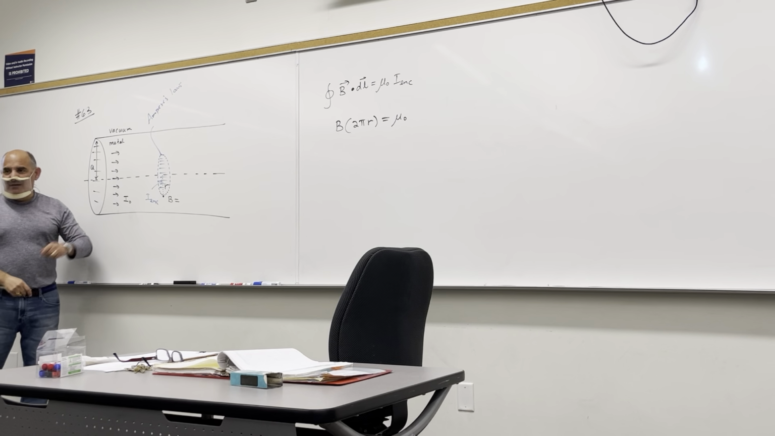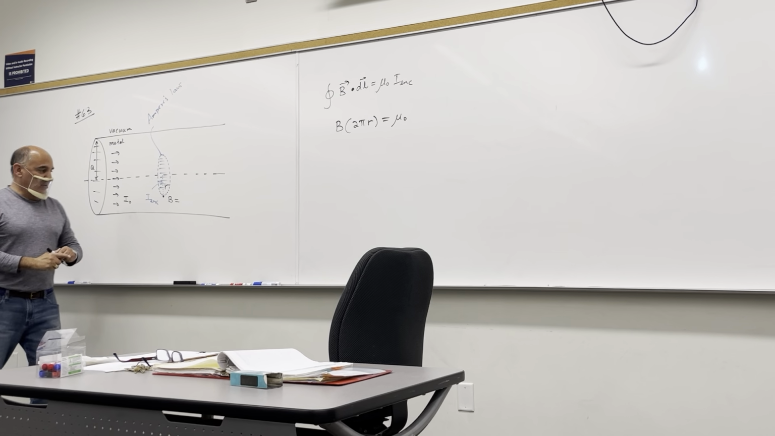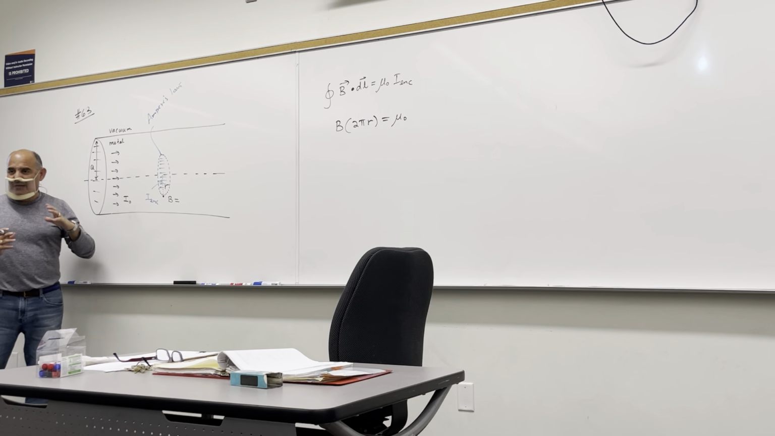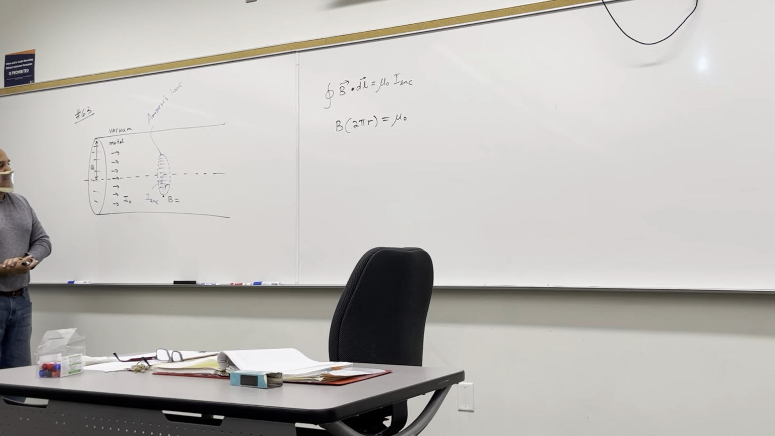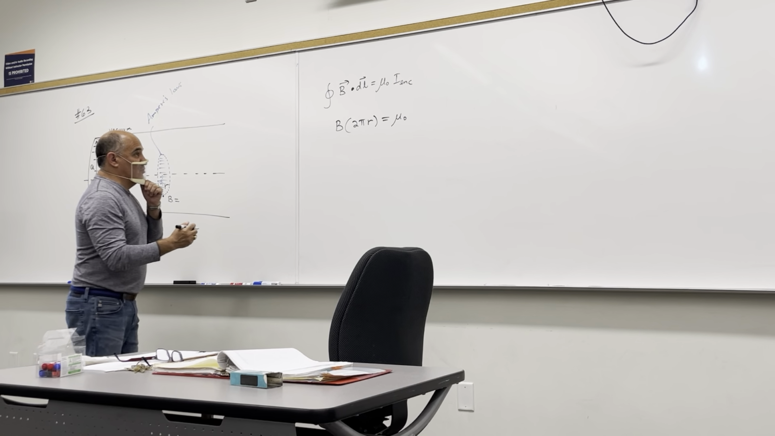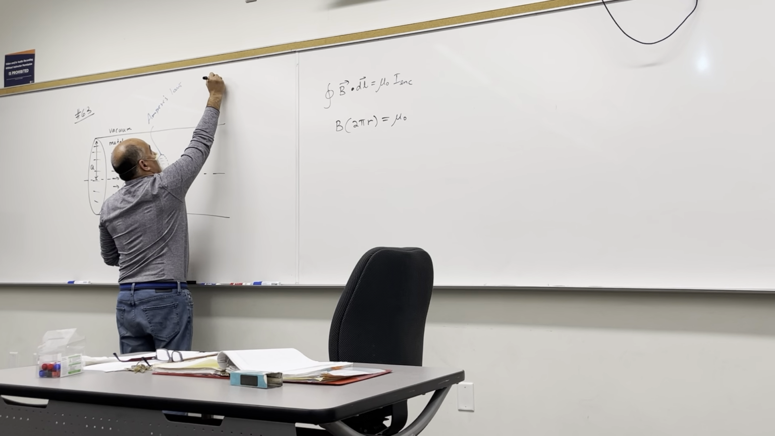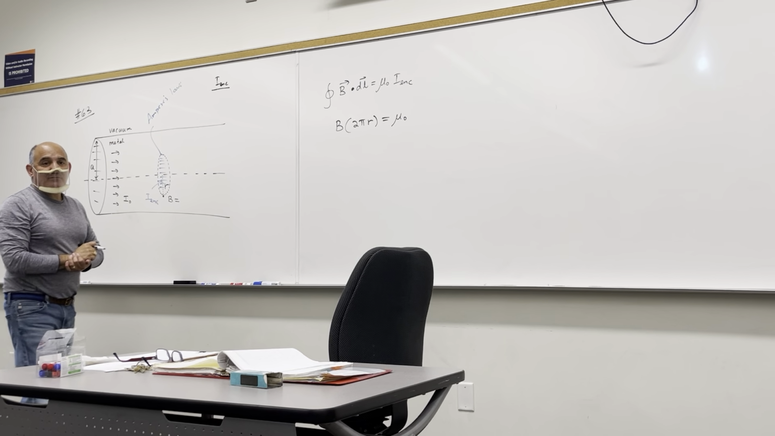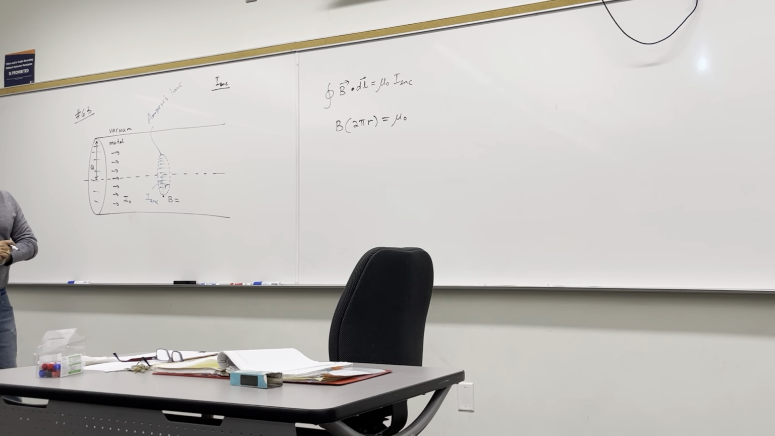So how do I find I enclosed? Knowing that this current I naught throughout the entire cross-sectional area of radius a is uniformly distributed, the currents are proportional to their areas. So I set up a proportion. So for example, I enclosed is to what? The area of a circle. What's the area of a circle? Pi r squared.